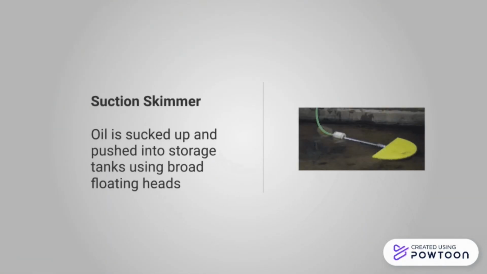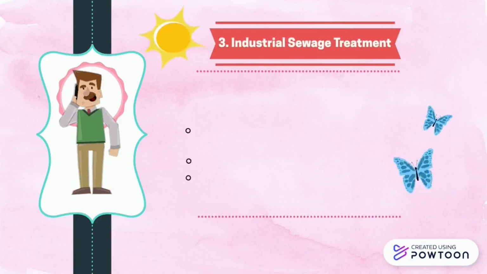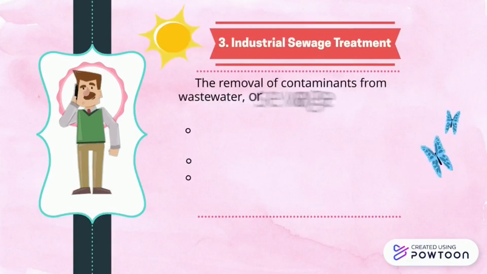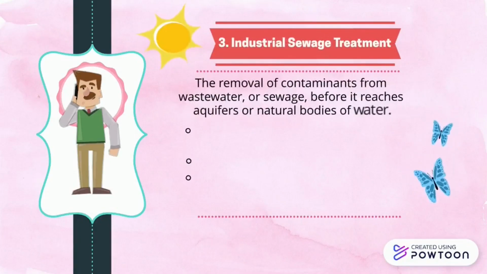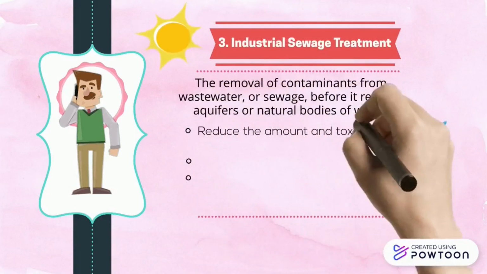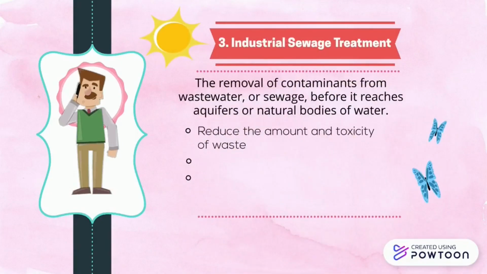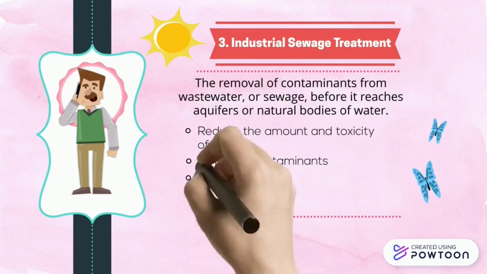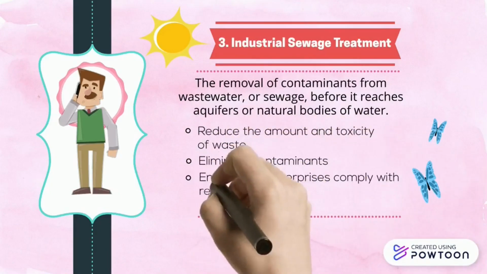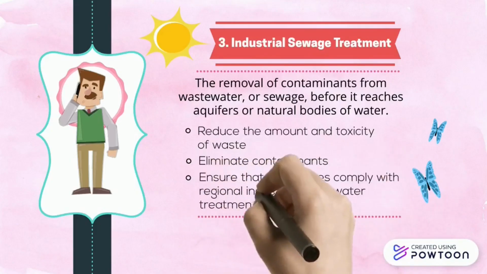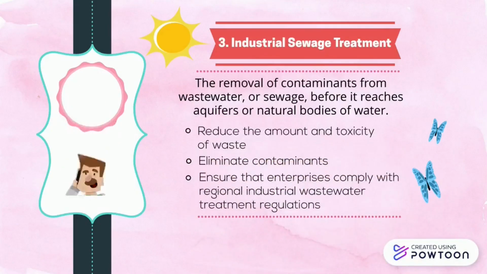Number 3 is industrial sewage treatment. The removal of contaminants from wastewater or sewage before it reaches aquifers or natural bodies of water. The function is to reduce the toxicity of wastewater, which is passed through multiple chambers and chemical processes at the water treatment facility before it can be reused or discharged into the environment.